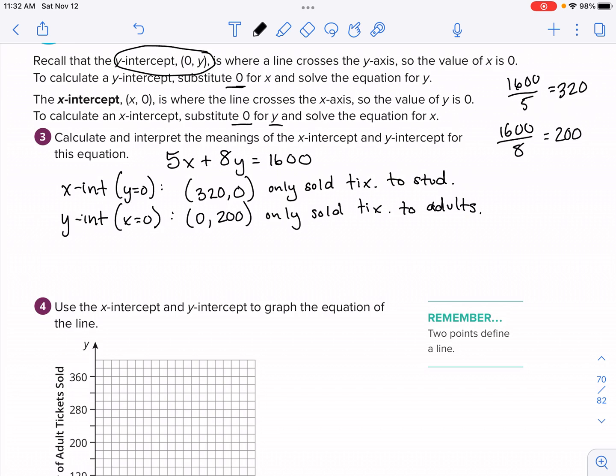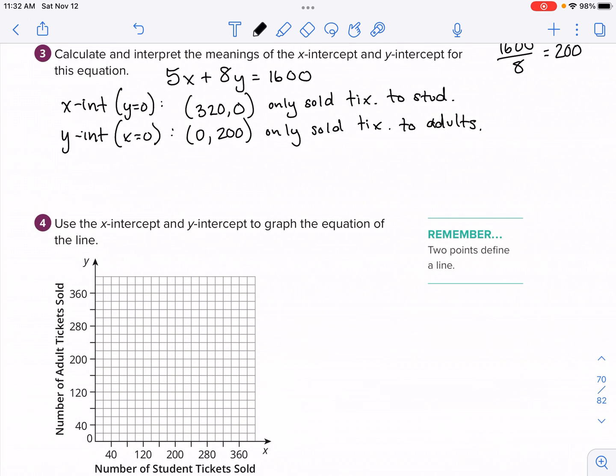Okay, so that's what that represents. Now, what's nice about this is we can graph this. So number 4, use the x and y-intercept to graph the equation of the line. You just need 2 points to graph a line.